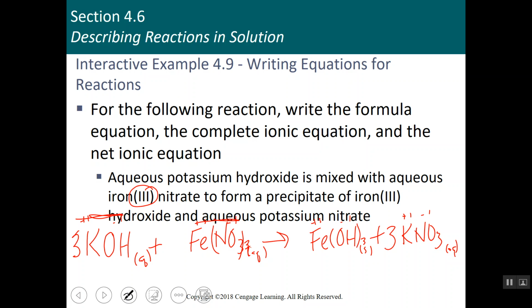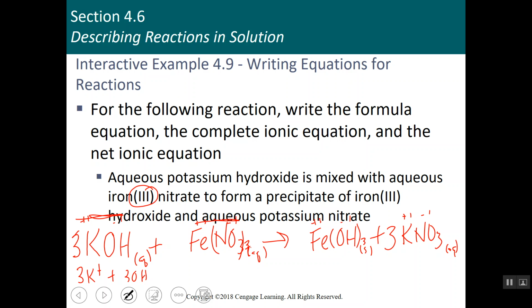Now we need to break apart into our complete ionic equation. So we're going to have 3 potassium ions plus 3 hydroxide ions, plus 3 nitrate ions. We're going to leave out the AQs here because that's just going to get crazy. And over here, if it's solid, it stays together. And then I'm going to have 3 potassiums plus 3 nitrates.